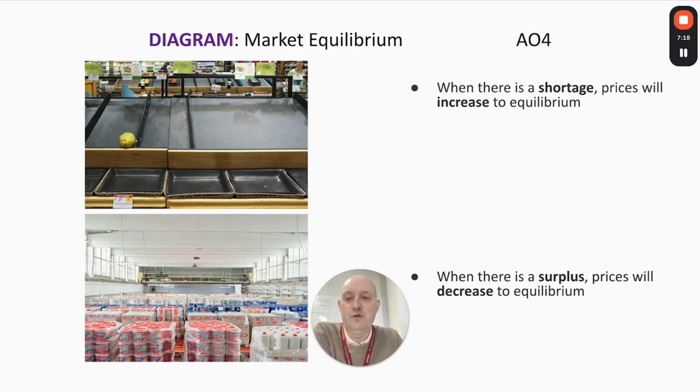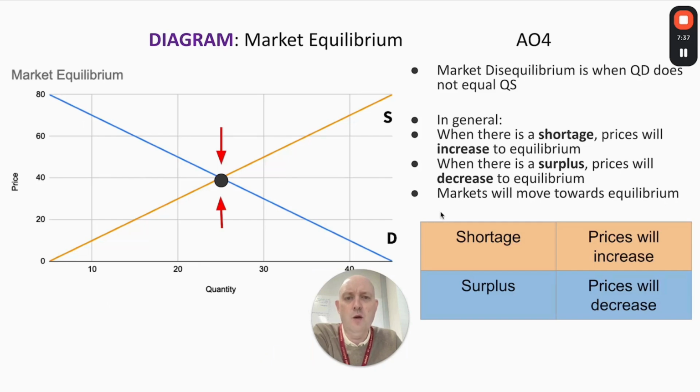Similarly, if you've got a supermarket and at the end of every day you see this, where you've got all of these products that people are not wanting to buy, then you're going to see that you've got a surplus, and at some point you're probably going to have to reduce the price in order to sell those products. So this is kind of like a common sense example showing what's on this slide. In general, prices will move towards equilibrium so that we get a balance between supply and demand.